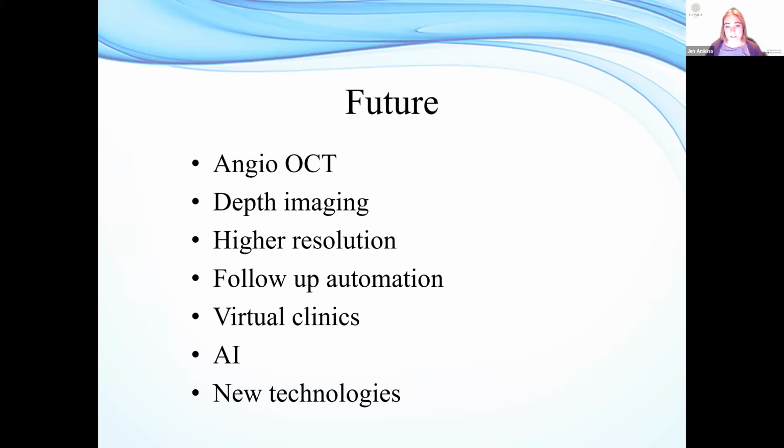Machines are going to keep getting better, keep getting higher resolution, keep getting faster. Automation for follow-up. We already have follow-up mapping and some machines where they will auto-compare and auto-track features from previous examinations for patients. Linked up with AI, this is a very exciting field for the future for potentially virtual clinics or imaging clinics. And new technologies, I'm sure, will come on the market.